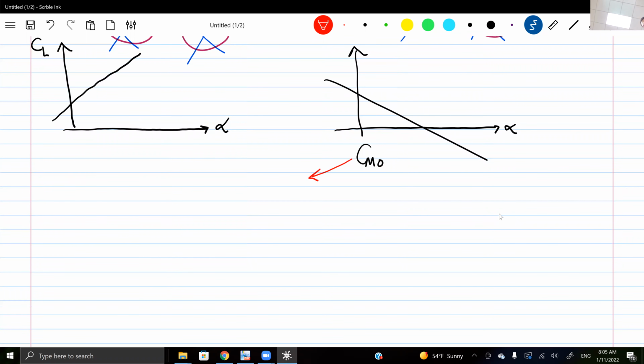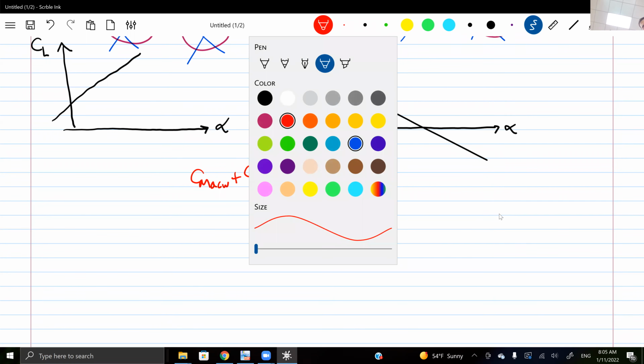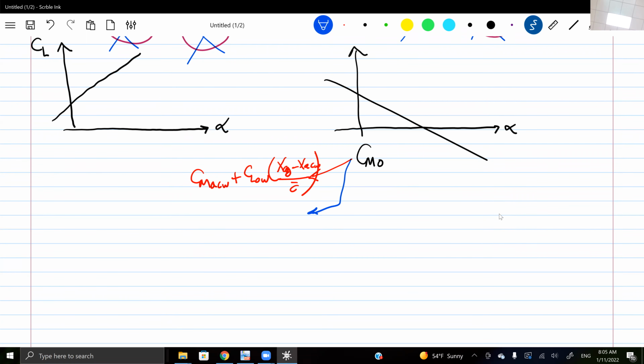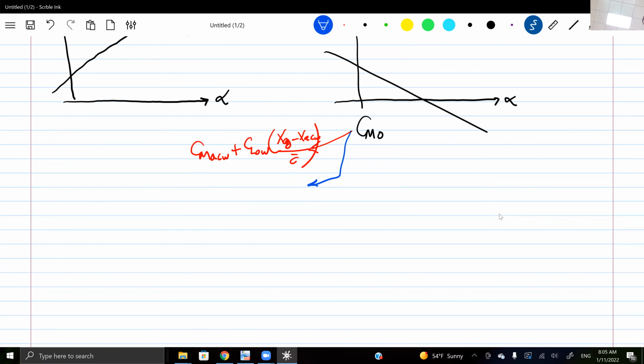So the wing contribution, if you remember from last time, was something like C_M aerodynamic center of the wing plus C_L0 wing times the difference X_CG minus X aerodynamic center of the wing over c-bar. And there is the tail contribution, which was something like eta tail V_H C_L alpha tail times epsilon_0 plus i wing minus i tail.